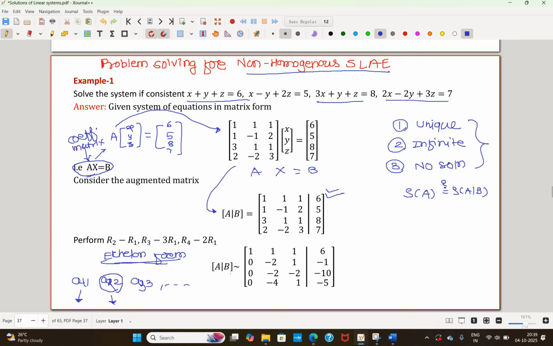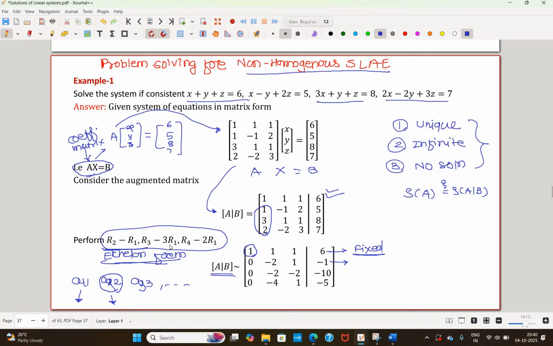Now, we already have this augmented matrix, and at the position a11 we have 1. It's a non-zero element, preferably 1. Now the elements below, 1, 3, 2, we are going to make 0 with the help of these operations. So this is R2 minus R1, the first operation. The second row will change and our first row is fixed. Corresponding to this fixed row, we change the further rows.